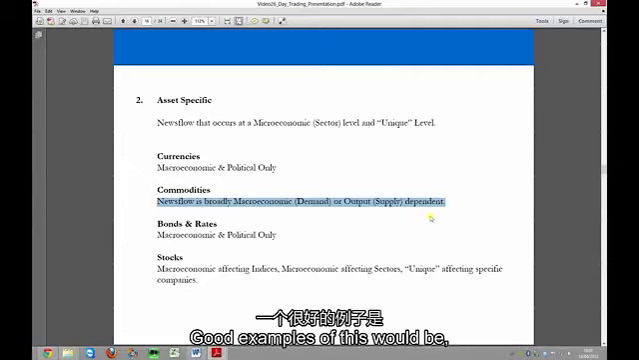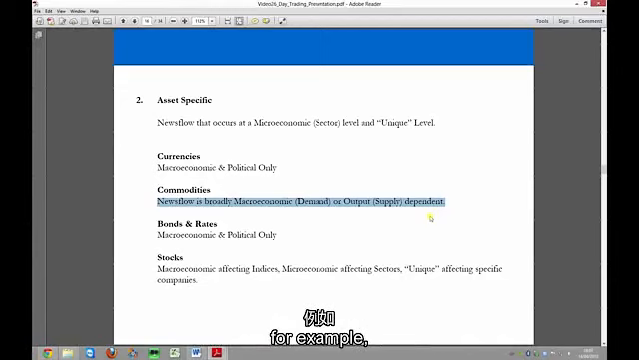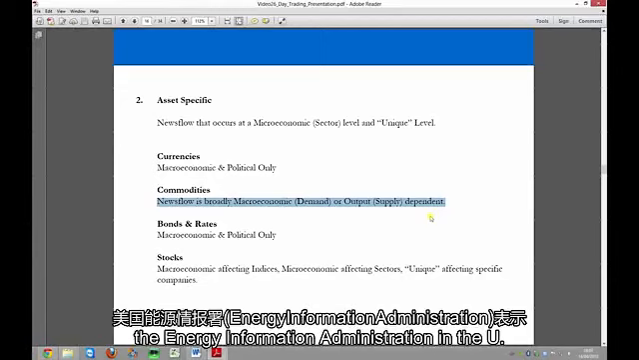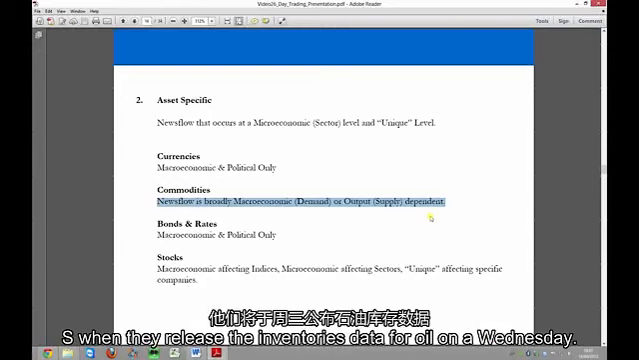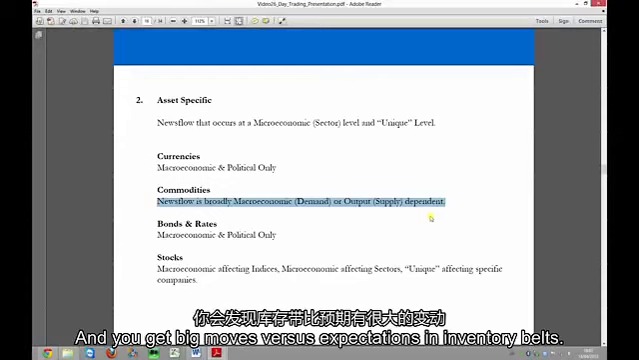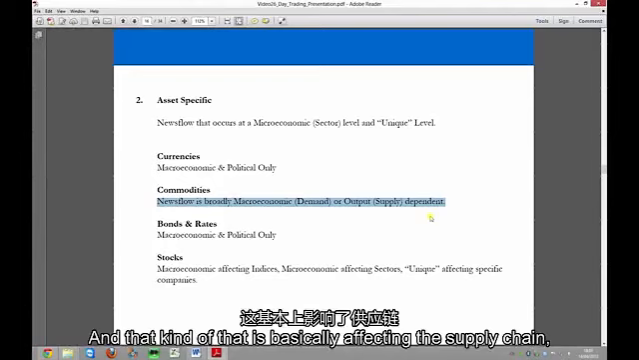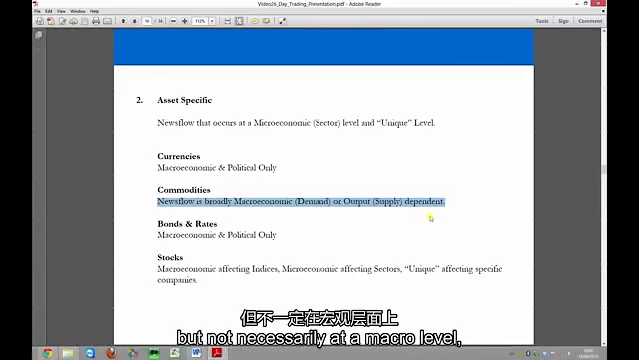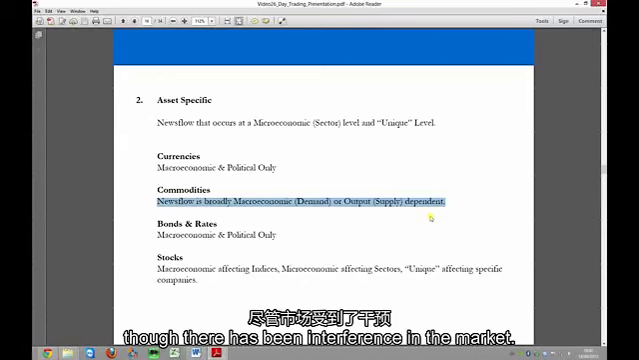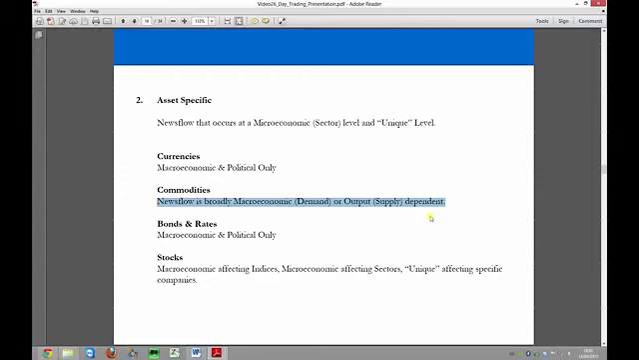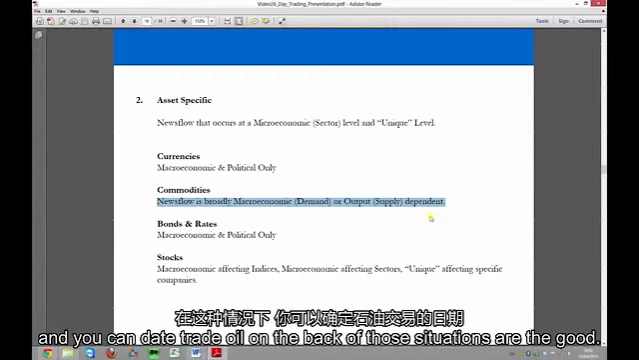Good examples of this would be, for example, the Energy Information Administration in the US, when they release the inventories data for oil on a Wednesday, and you get big moves versus expectations in inventory builds, and that is basically affecting the supply chain, but not necessarily at a macro level. There's been interference in the market. That's unexpected, and you can day trade oil on the back of those situations.